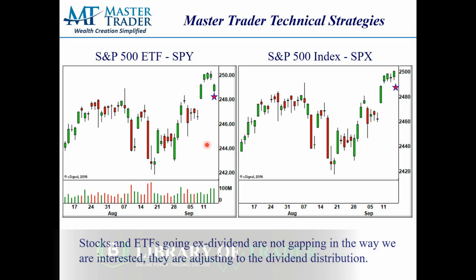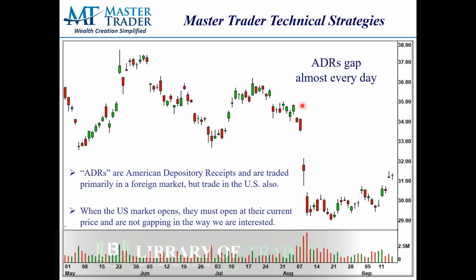There are gaps that form that we have to be aware of that are not really meaningful, and we have to put them in the context of what happened. Stocks or ETFs that are going ex-dividend are not gapping in the way we're interested. They're just adjusting for that dividend distribution. And here we're looking at the S&P Spiders that gapped down that day. And initially this does look like a bearish pattern where prices had moved up, went sideways, and then gapped down. But if we look at the S&P cash index, which doesn't take into consideration that cash dividend, we see that really nothing happened here.